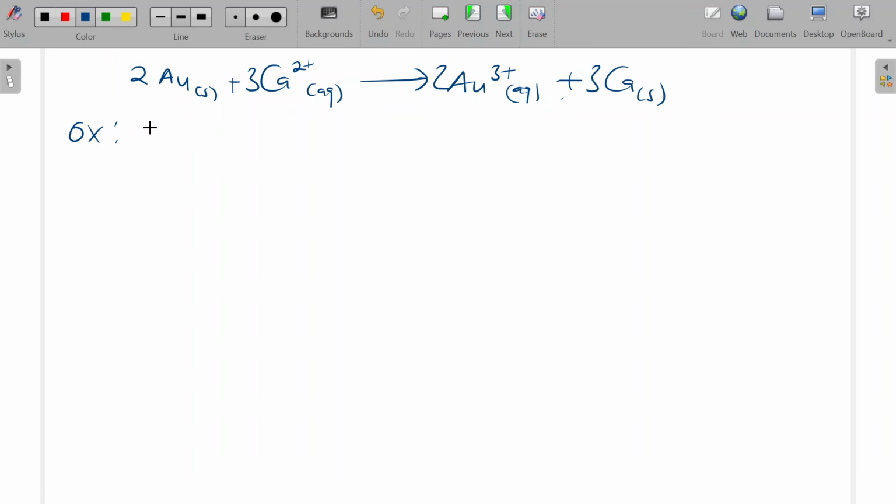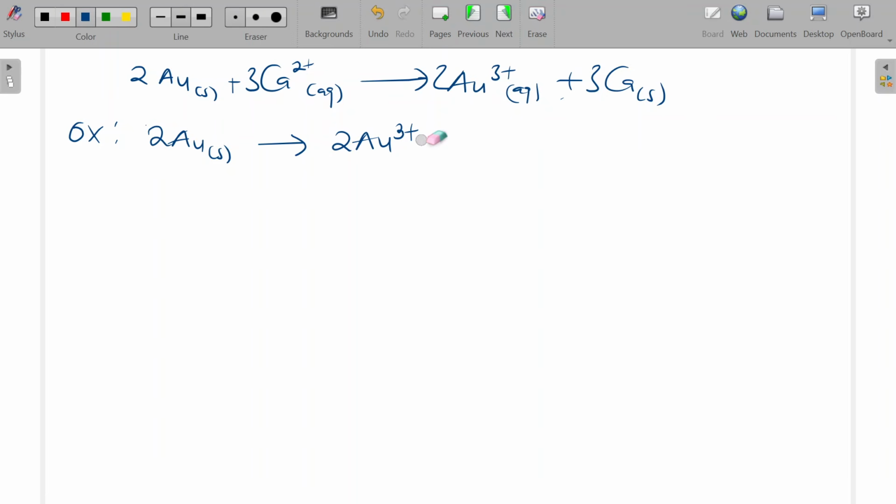So here, the gold, 2 Au solid, is undergoing oxidation. You can check that it was gold solid at the start, then it became 2 Au 3 plus. Remember that oxidation is an increase in oxidation state. It has increased from 0 to 3 plus, so it is oxidation.